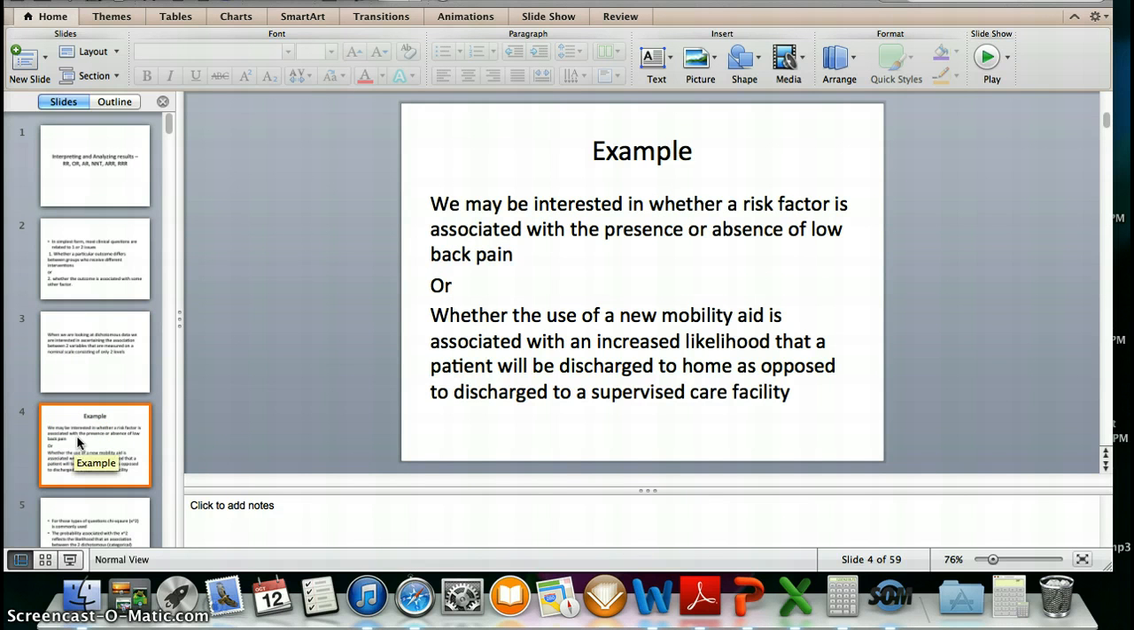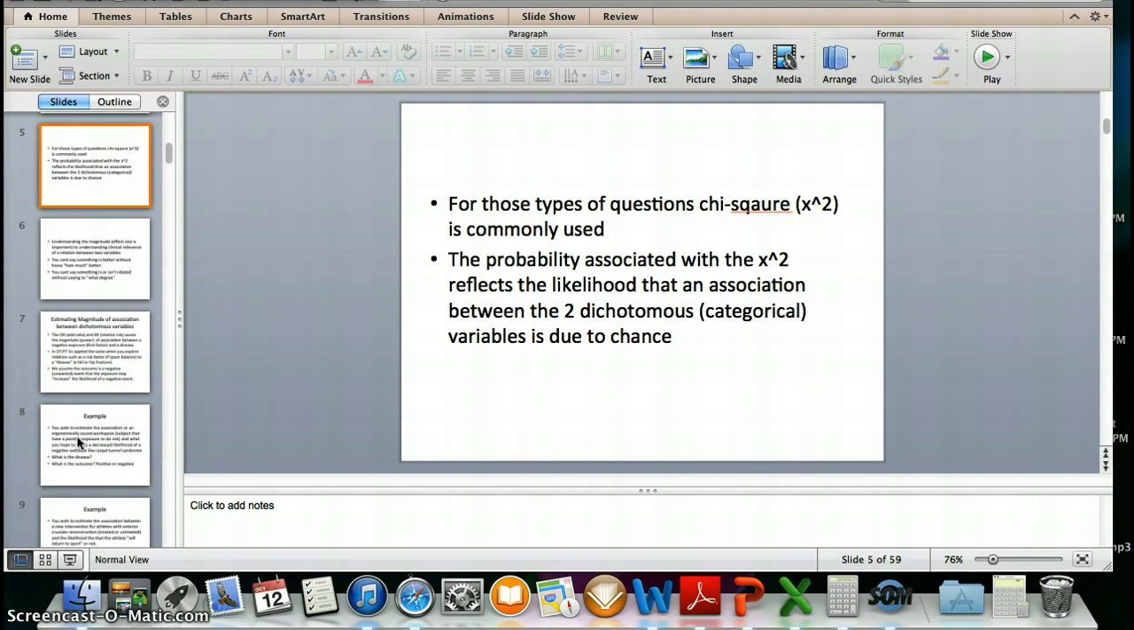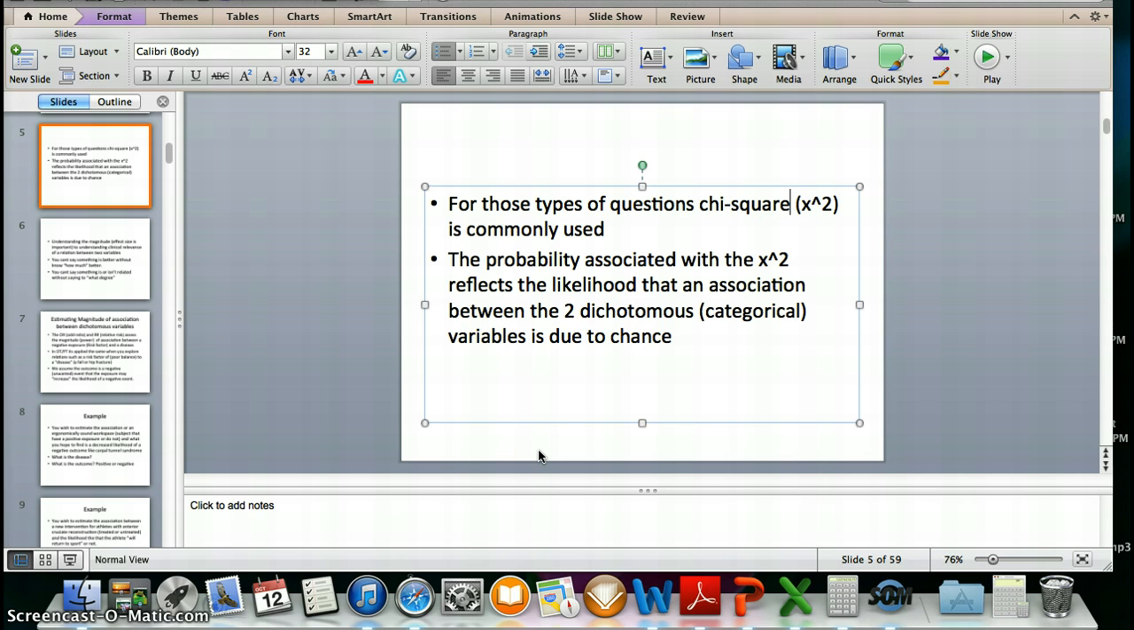So let's look at a couple of examples of what that means. One example is, we may be interested in whether a risk factor is associated with the presence or absence of low back pain. Another example would be whether the use of a new mobility aid is associated with an increased likelihood that a patient will be discharged to home as opposed to discharged to a supervised care facility. For those two types of questions, you would generally look at chi-square. You can use others, but this is the most commonly used one.